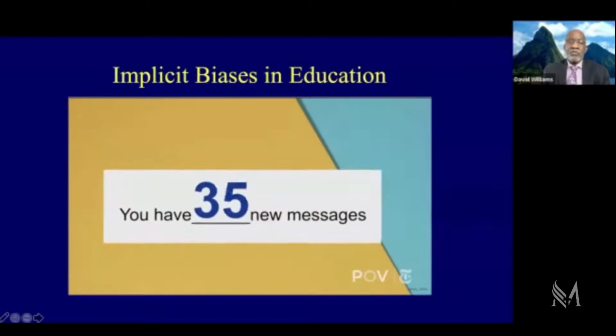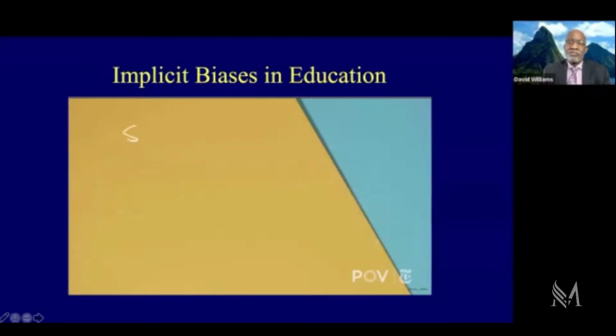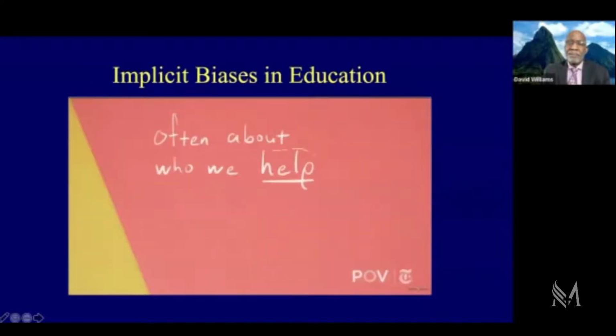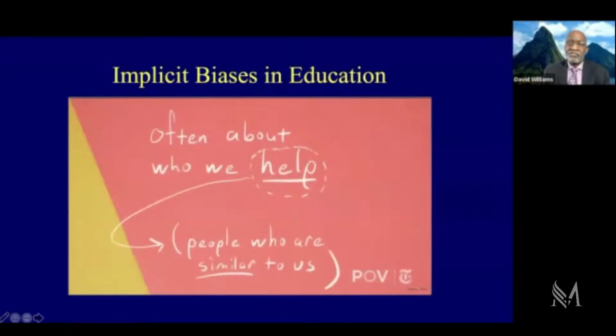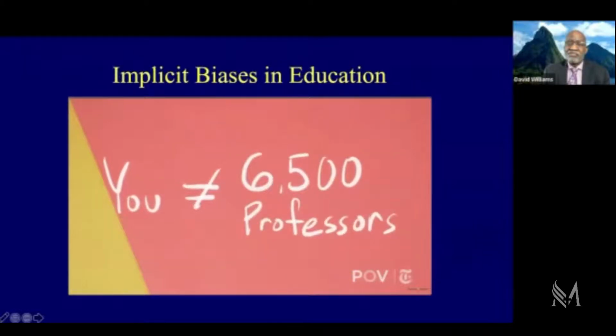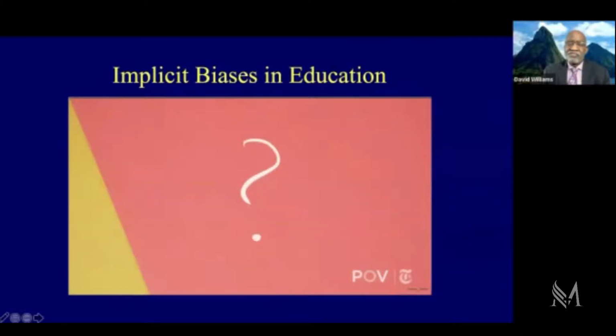They can't respond to every email they get, so they kind of let their subconscious decide for them. And that's where their biases come through. Research shows that our racial biases are often more about who we choose to help than who we don't. And we tend to help people who are similar to us. But you aren't 6,500 randomly selected professors. So how can you figure out where you might be making similar unconscious choices?